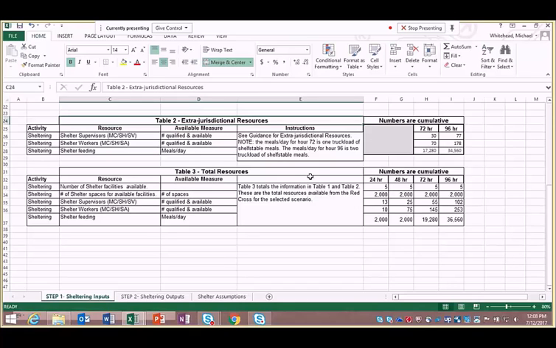And in table 3, we'll have a summary of the total of the regional resources in the first 24 and 48 hours and the additional extra jurisdictional resources that would come in the 72 and 96-hour period. And this gives you the total resources by 96 hours that you would have available.